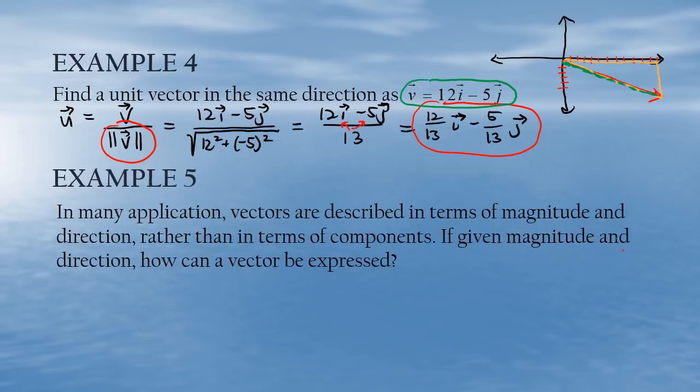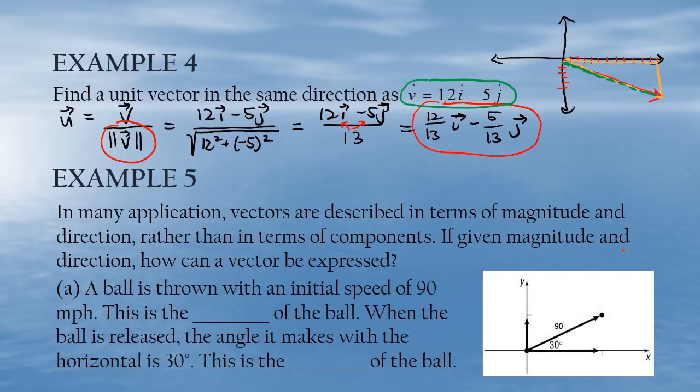In many applications, vectors are described in terms of magnitude and direction rather than in terms of components. If given magnitude and direction, how can a vector be expressed? So let's look at this example. A ball is thrown with an initial speed of 90 miles per hour. Well, this is what we're going to call the magnitude of the ball. We saw this in some previous sections, where we were going maybe 2 miles per hour, and we labeled that segment by what the distance was.